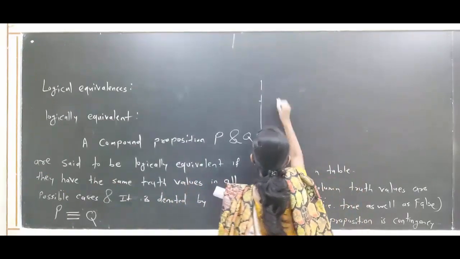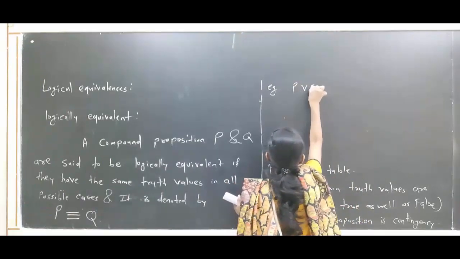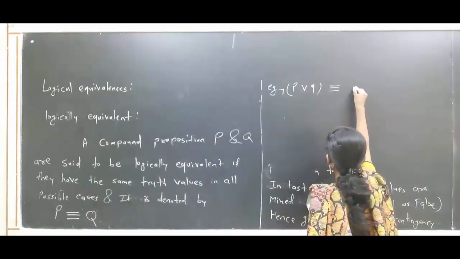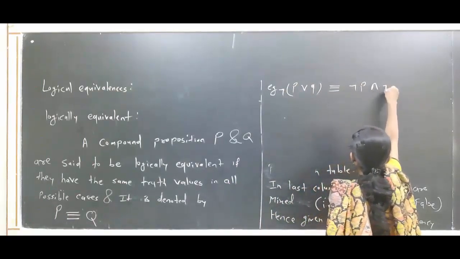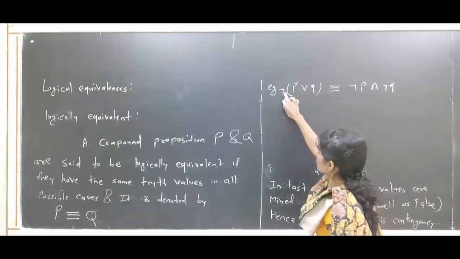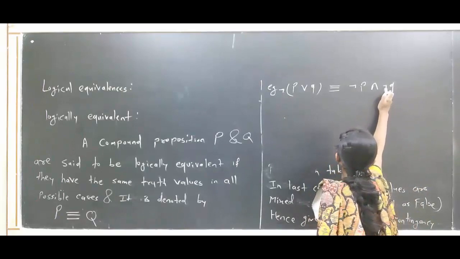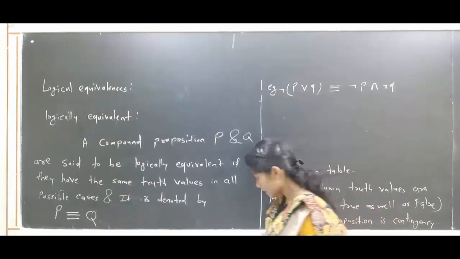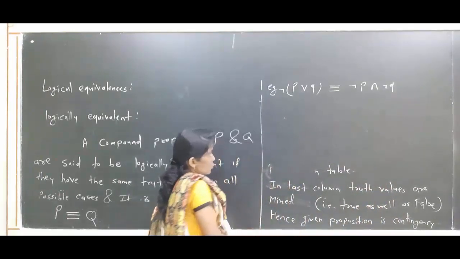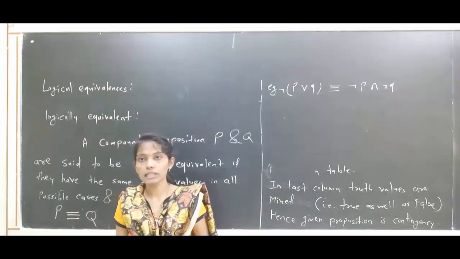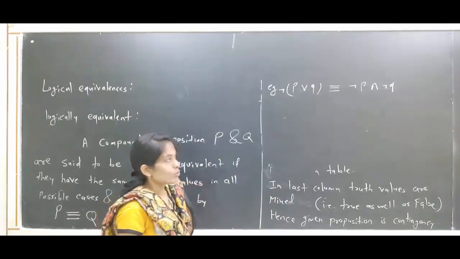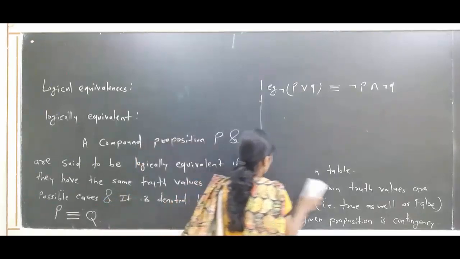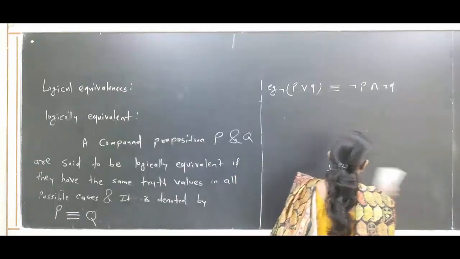So here we take negation of P or Q is logically equivalent to negation P and negation Q. This law is called De Morgan's law. Now we check whether these two compound propositions are logically equivalent or not. For this, first of all, we construct a truth table.